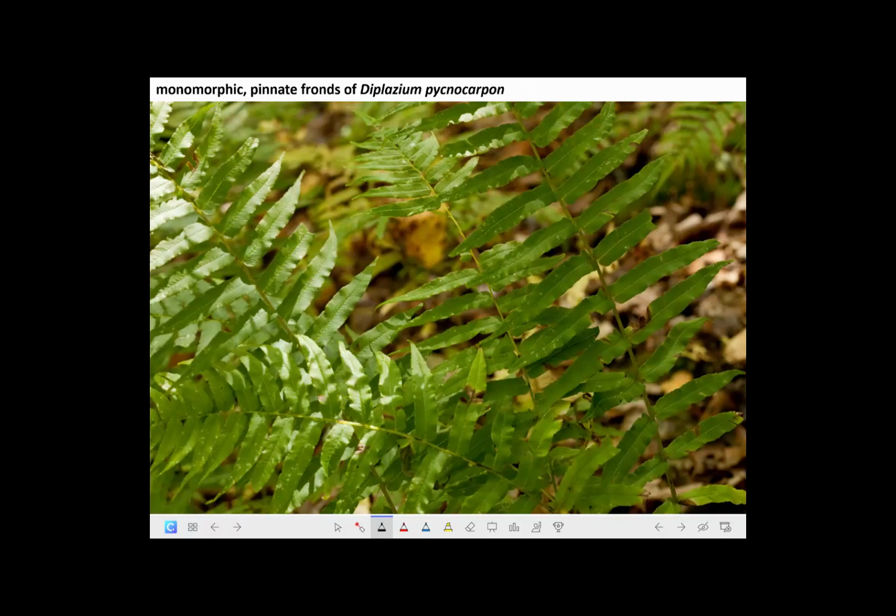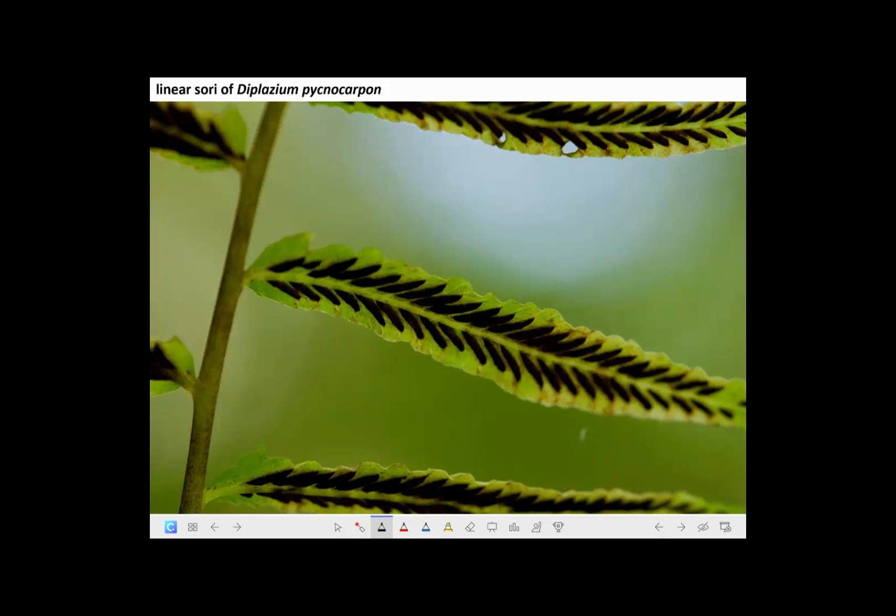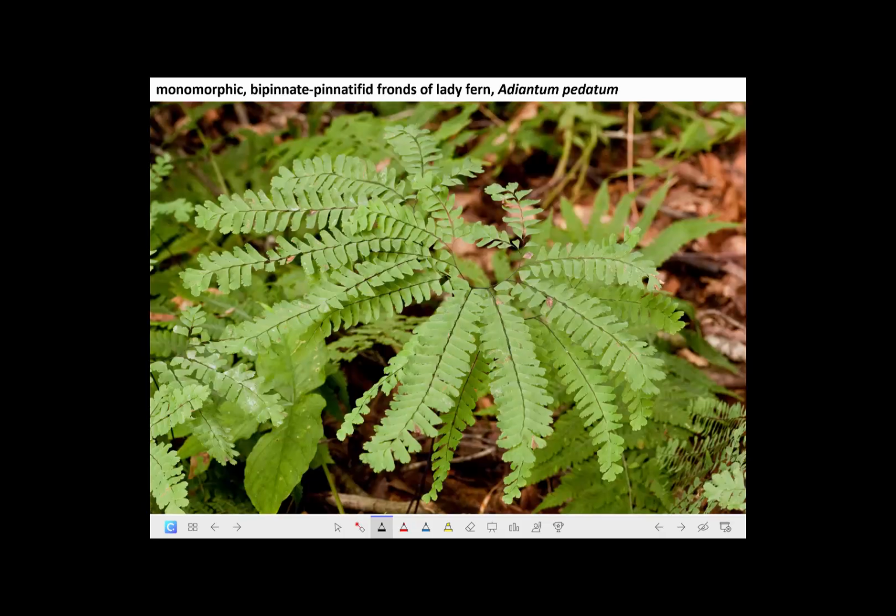Here's one that's simply divided up into leaflets. And there's the undersurface, showing these linear sori, dozens of them. Here's one that's got a sort of beautiful contoured shape to it. It's called Maidenhair Fern, and it's kind of hard to describe exactly how it's divided, but it's distinctive enough that you don't have to go to great pains to come up with the terminology.